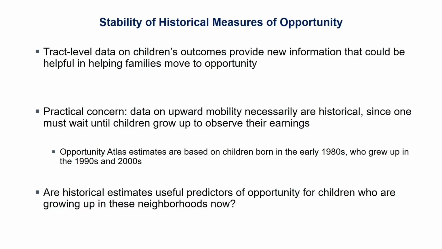But of course, if we're helping kids move today, you would worry: is it actually the case that Normandy Park is still a high opportunity area for children who are 5 or 10 years old today? Because that's what matters from a policy point of view. So are the historical estimates useful predictors of opportunity for children who are growing up in these neighborhoods now? This is an extremely important question from a practical point of view. So when we started working with the Seattle Housing Authority on designing these policies that I'm going to describe in a second, this was the number one question that they were worried about.